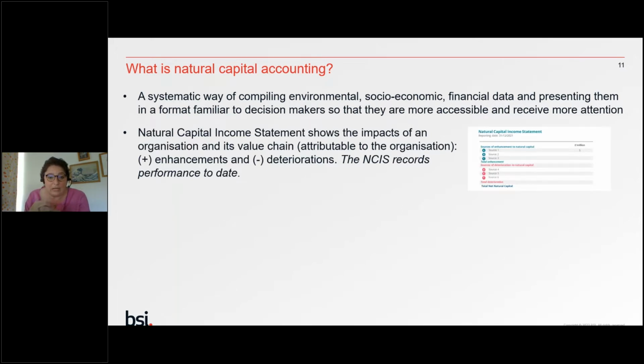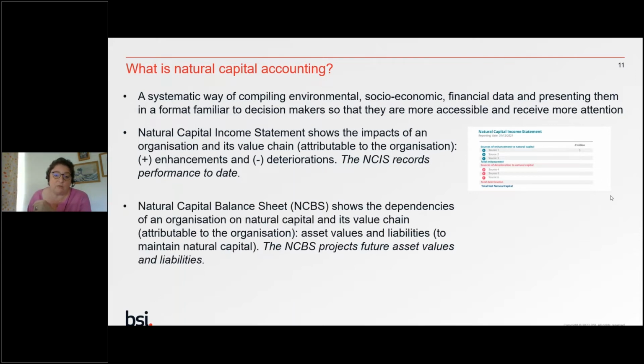One such output is natural capital income statement, or previously known as environmental profit and loss account. It shows the positive and negative impacts of the operations of an organization or operations of its value chain that's attributable to the organization during the previous financial year. It records performance to date, like a financial profit and loss account would do.